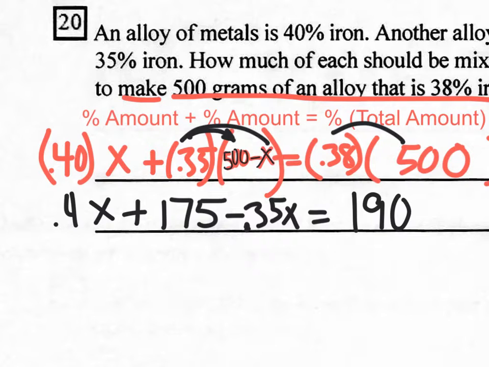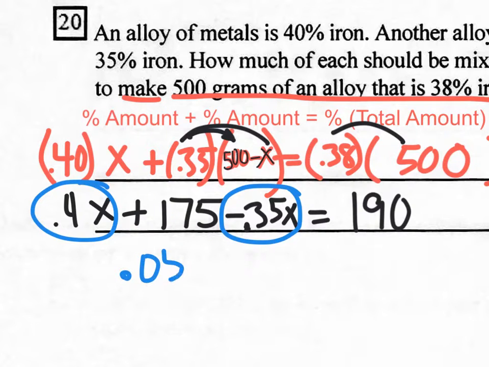So now we want to solve this thing. I am going to combine like terms, this guy with this guy. I want to get a positive 0.4X with a minus 0.35X. So that's really on my calculator going to be 0.4 take away 0.35. And that will give me 0.05. So I actually have 0.05X plus 175 equals 190.